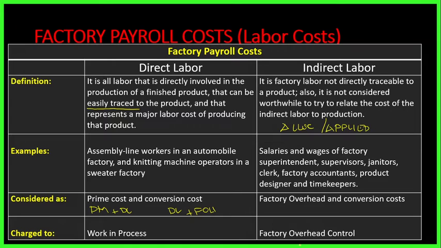Because of that, how do you account for them? Well, direct labor, once incurred, is charged against your work in process. While your indirect labor, the actual cost will go to your factory overhead control account.